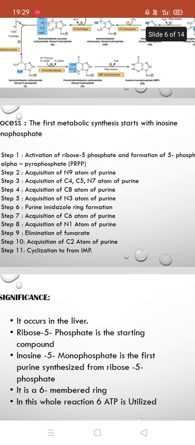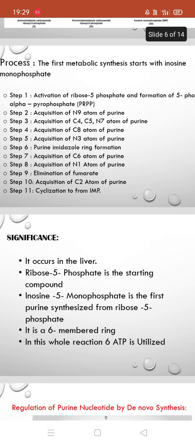Then we will discuss the significance of this process. It occurs in the liver. Ribose 5-phosphate is the starting compound. Inosine 5-monophosphate is the first purine synthesized from ribose 5-phosphate. It is a 6-membered ring. In this whole reaction, 6 ATP is utilized.